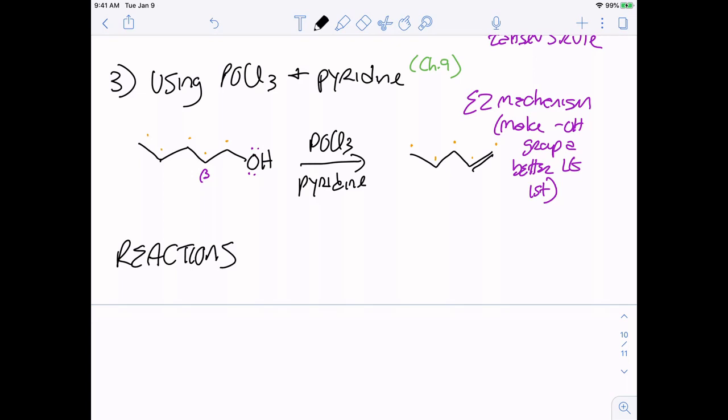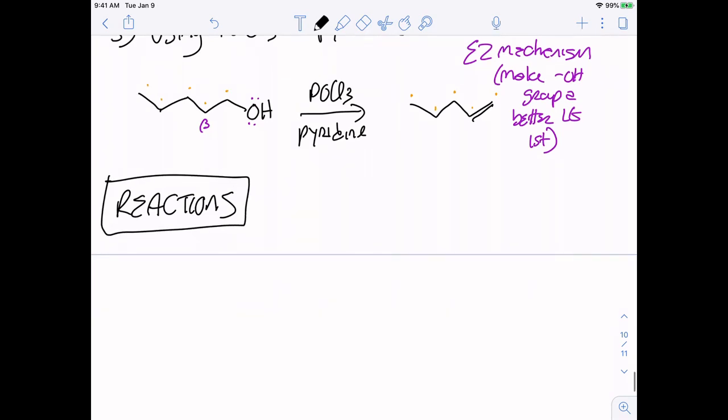Essentially what's happening are those pi electrons are grabbing onto something. So the type of reactions we're going to look at are electrophilic addition reactions. So our pi electrons are going to grab onto some sort of electrophile. So electrophilic addition reactions.